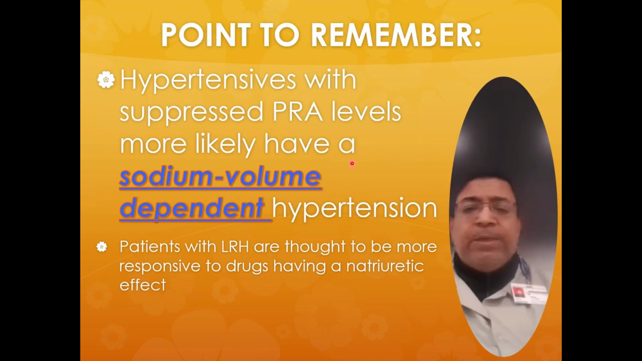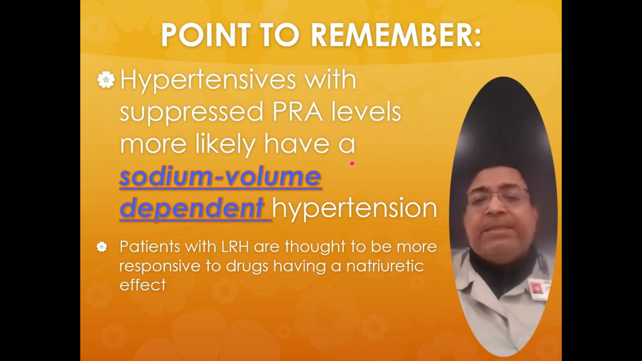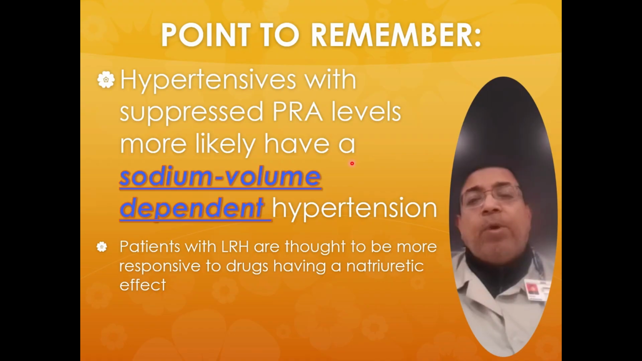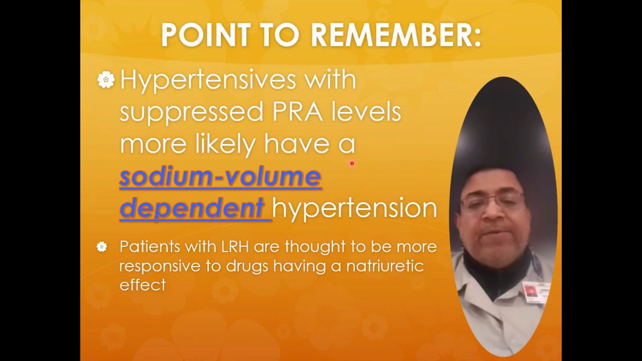I will emphasize this point again and again. Hypertensives with suppressed plasma renin activity levels more likely have a sodium volume dependent hypertension. Patients with low renin hypertension are thought to be more responsive to drugs having a natriuretic effect.